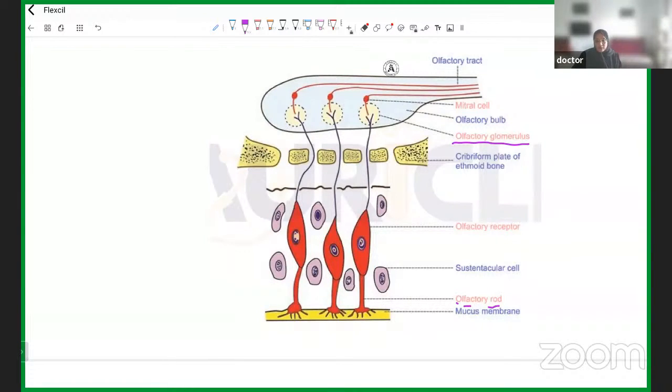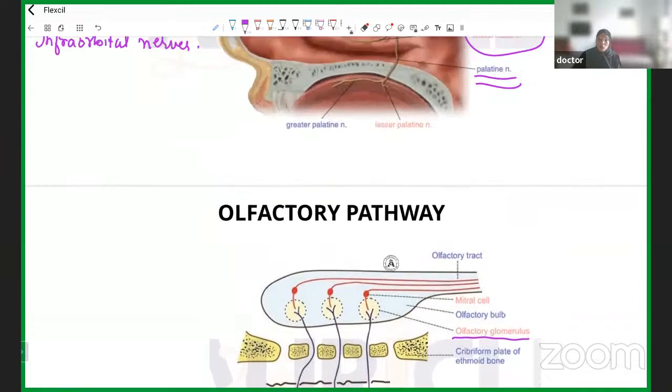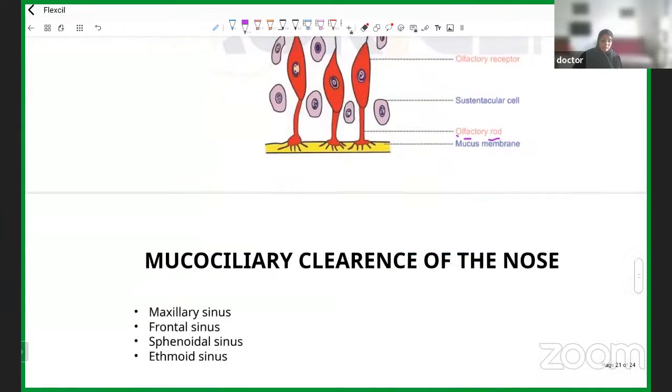Remember, you have the anterior ethmoidal nerve that is common for sensation. You have the sphenopalatine ganglion, and you have branches of the infraorbital nerve. All these will supply the vestibule of the nose. And if you just remember these nerves, that is more than enough for anatomy.